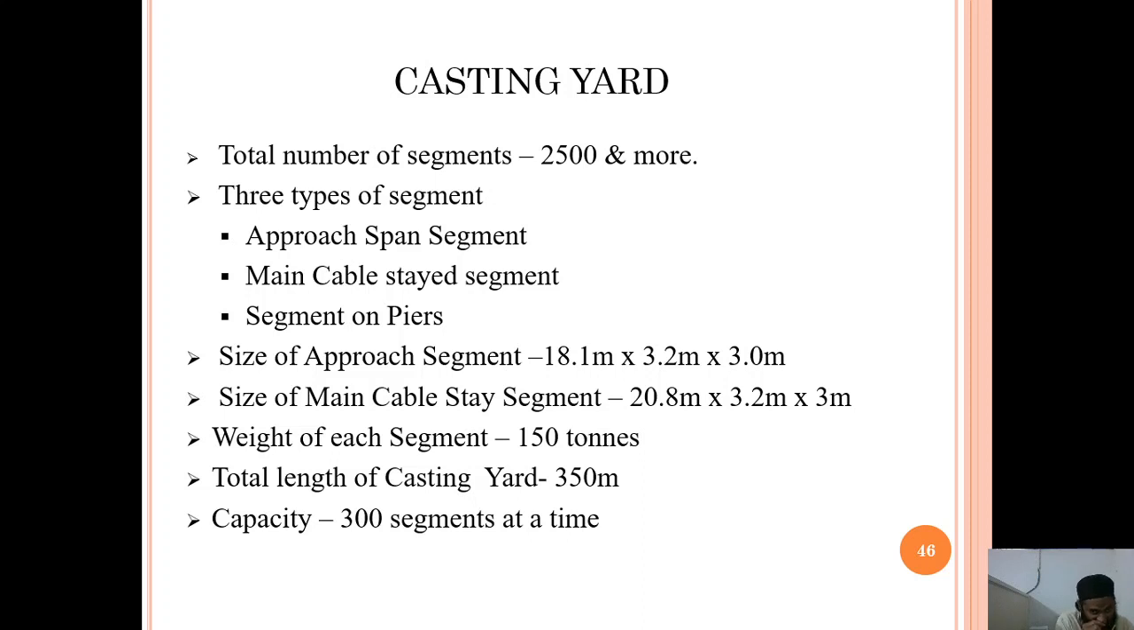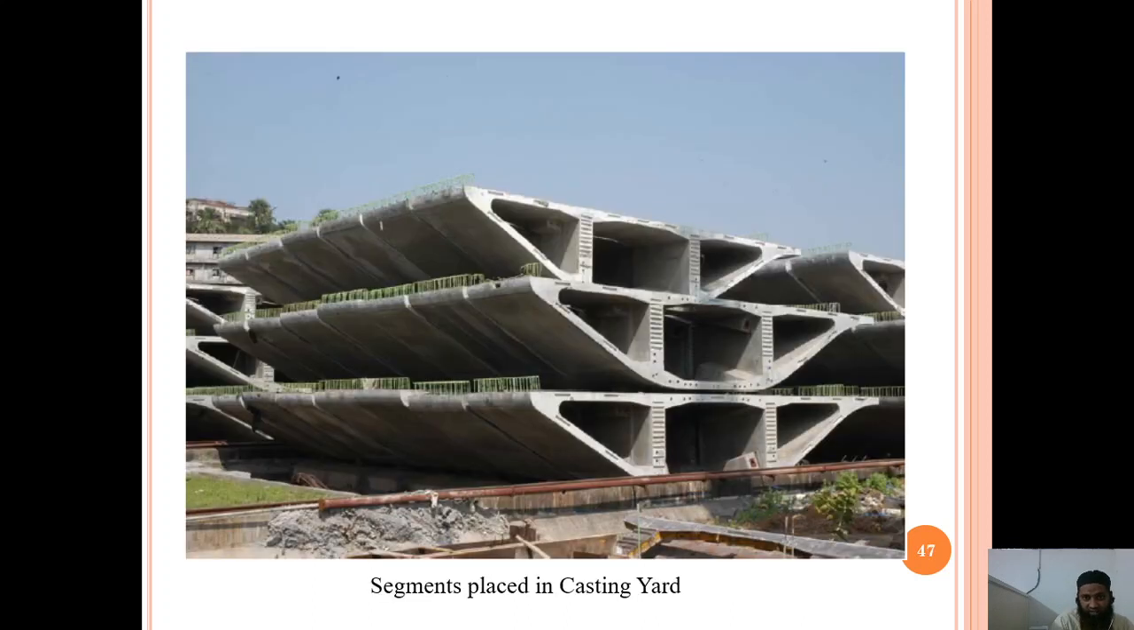The total length of the casting yard is about 350 meters. This is the length of the casting yard where all these units are cast beforehand. Capacity is about 300 segments at a time. So it is that big, 300 segments can be cast here at a time. You can see these pictures. The segments are placed in the casting yard. They have been cast and are ready to be installed.